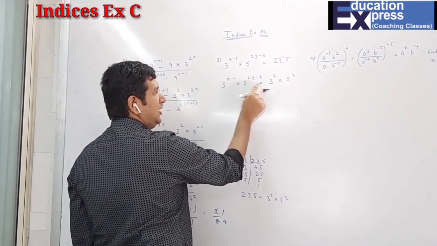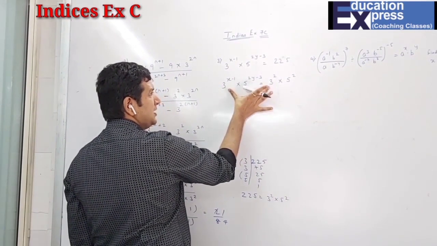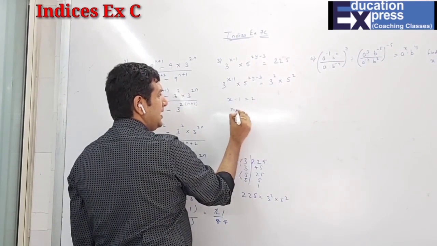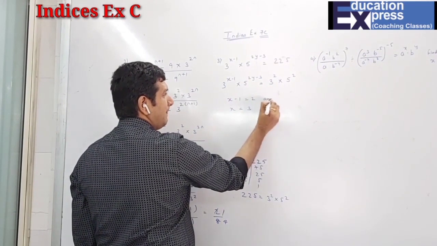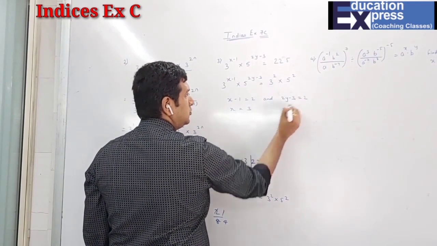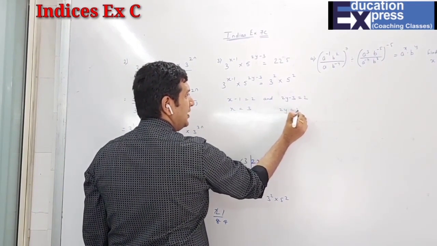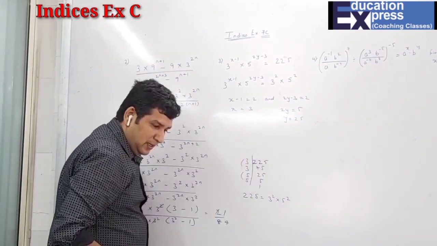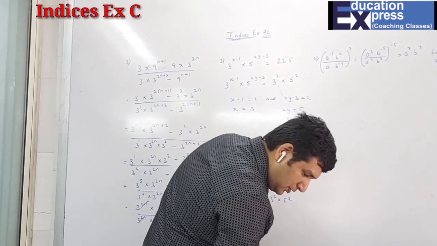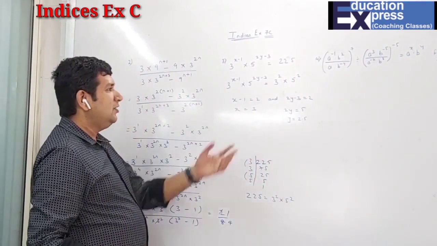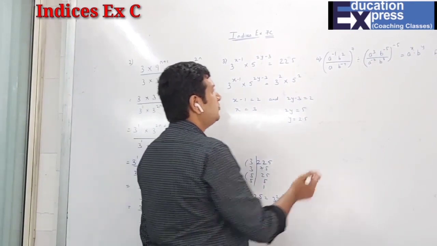Now if I compare 3 and 3, obviously bases are same. So x minus 1 is equal to 2, that is x is 3, and 2y minus 3 is equal to 2. So 2y equals to 5. So y is 2.5 and x is 3. Have they asked anything else? No. They have asked us about x and y only. Let me solve this, find the value of x and y. It's done. And our last question, number 4.